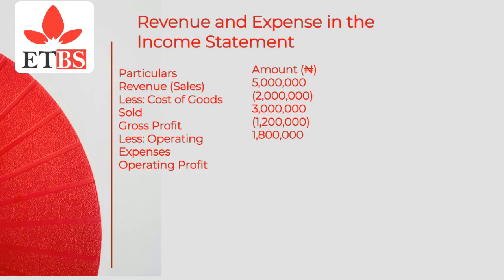Revenue and expense in the income statement. The income statement follows the format: revenue minus COGS equals gross profit, minus operating expenses equals operating income, minus taxes or interest equals net profit. Example, amounts in Naira: revenue, sales, 5 million, less cost of goods sold, 2 million. Gross profit, 3 million, less operating expenses, 1,200,000. Operating profit, 1,800,000, less interest and tax, 300,000. Net profit, 1,500,000.